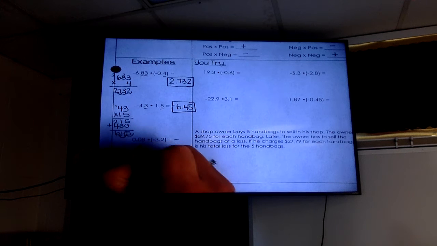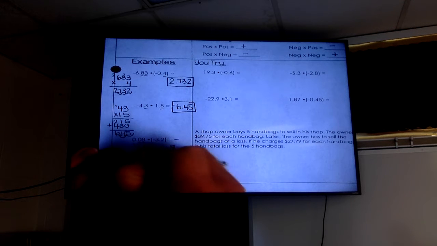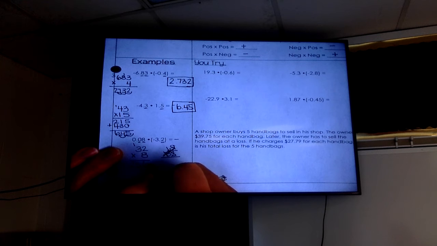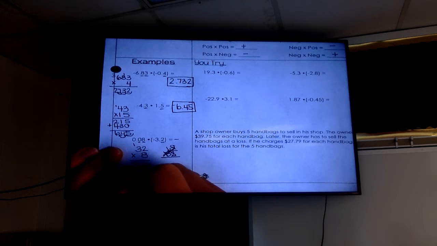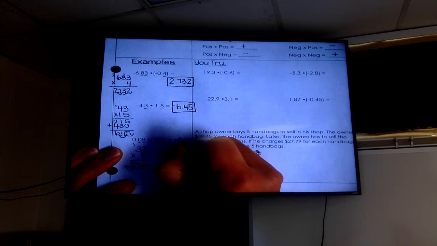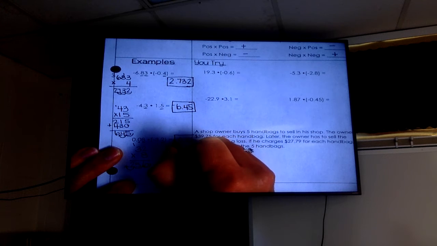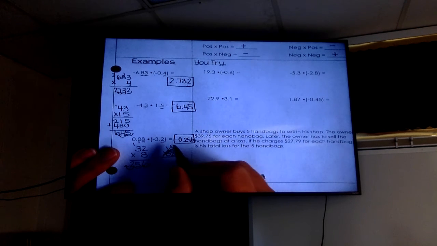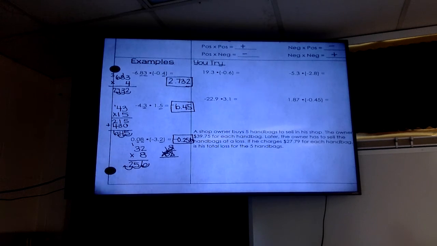Okay, again, I go back up. I say 1, 2, 3 numbers behind the decimal point. So I'm going to move my decimal 1, 2, 3 places to the left. So I'm going to say my answer is negative 0.256. If you don't put the 0 right there and just write negative .256, that's okay. So my final answer is negative 256 thousandths.